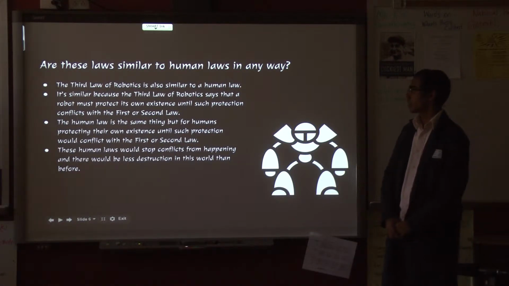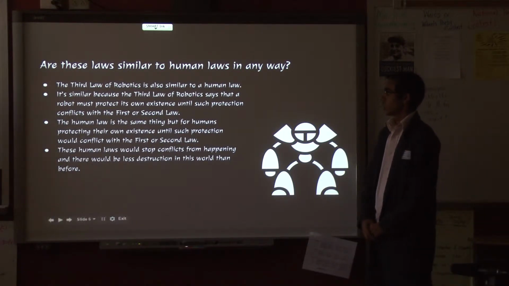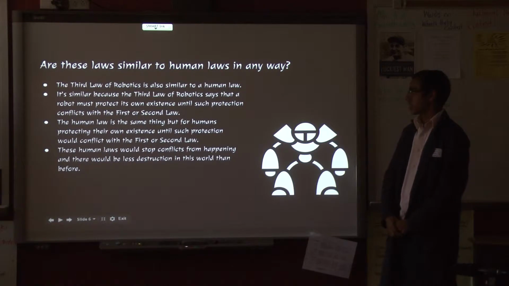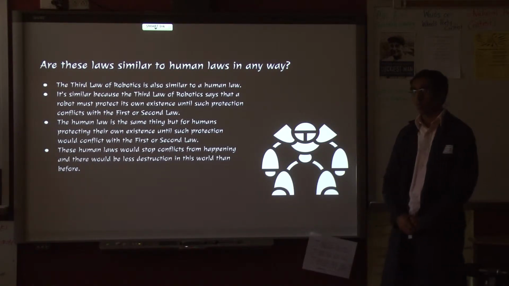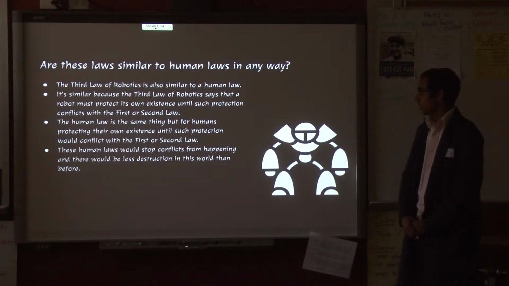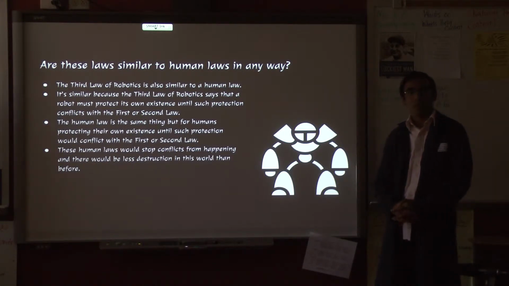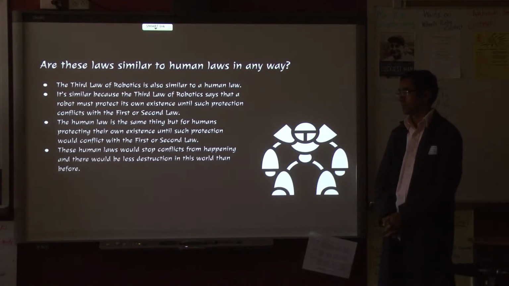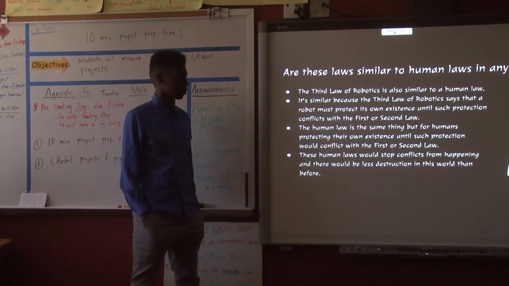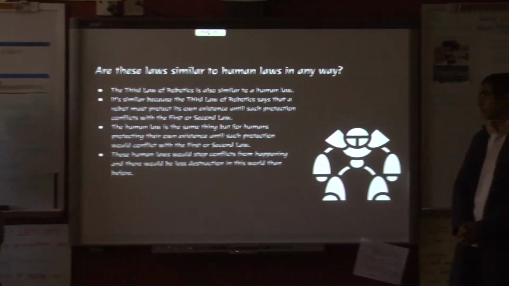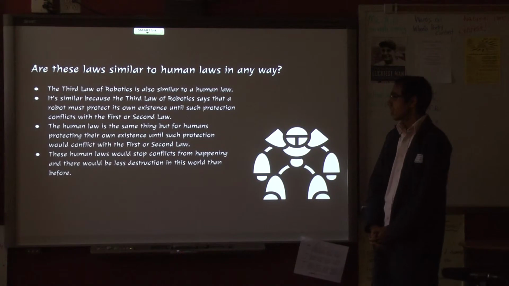The third law of robotics is also similar because it says a robot must protect its own existence until such protection conflicts with the first or second law. The human law is the same thing, but for humans protecting their own existence, like there's a law for avoiding drugs, because we feel like if humans do drugs, they're in a way harming themselves in the long run, and that kind of applies to the third law. Yeah, it's for human safety.